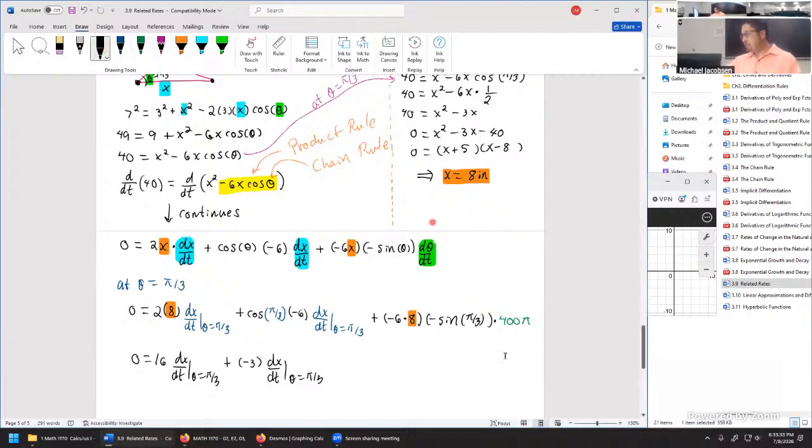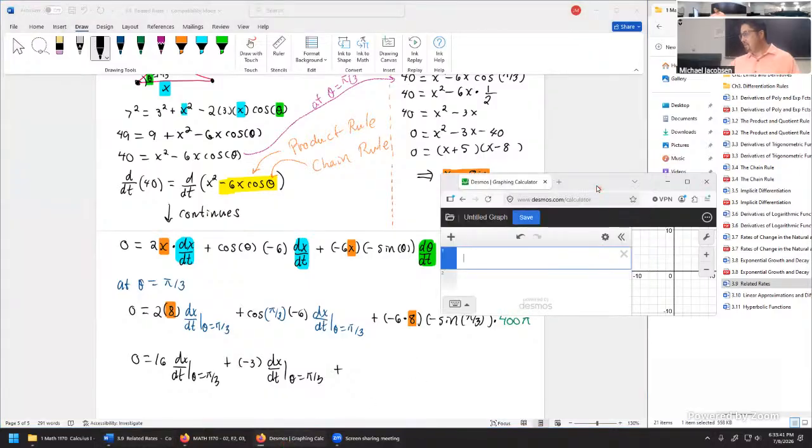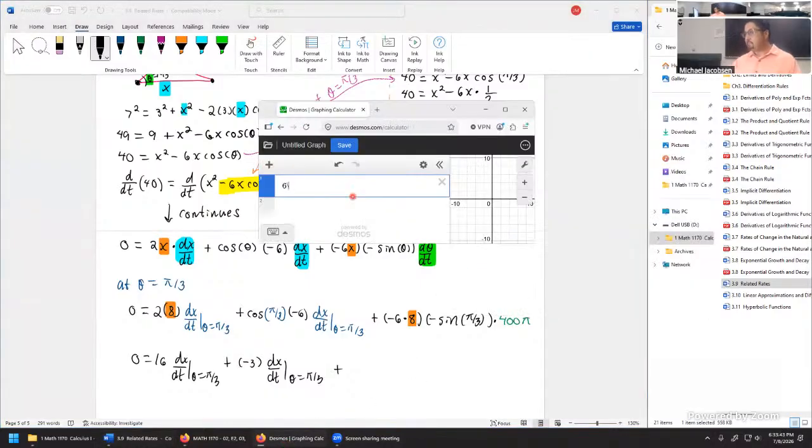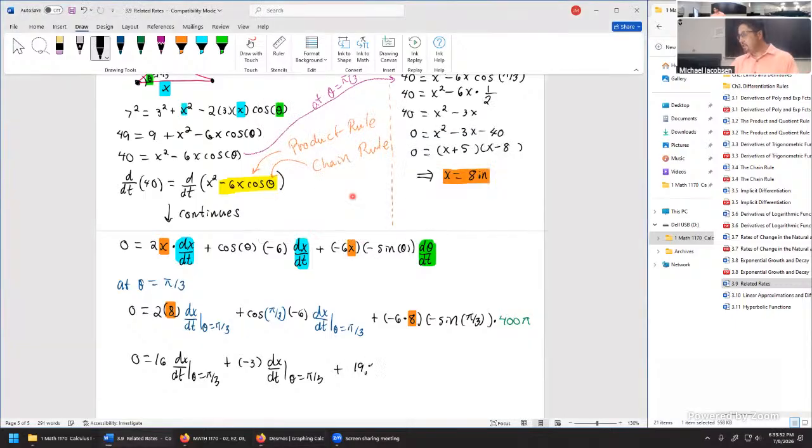So this becomes altogether, we can cancel our negative signs, so it's now positive. Let's maybe still go to the calculator on this one. 6 times 8 times 400 gives us 19,200 times pi times sine pi over 3, which is square root of 3 over 2.